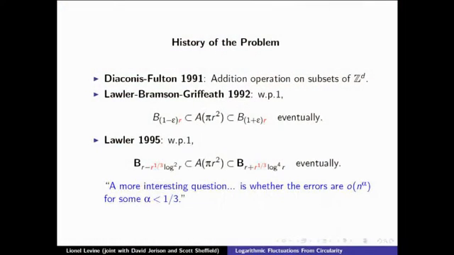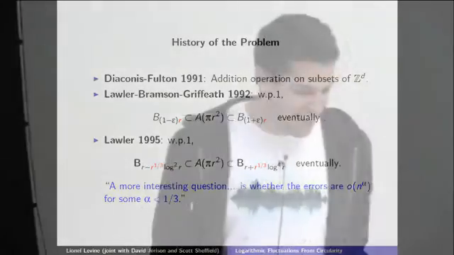And Lawler improved these bounds a few years later to show the fluctuations are at most order r to the 1/3 up to log factors, and said a more interesting question is whether the errors are O of r to the alpha for some alpha less than 1/3. So that's the question we're going to answer today.